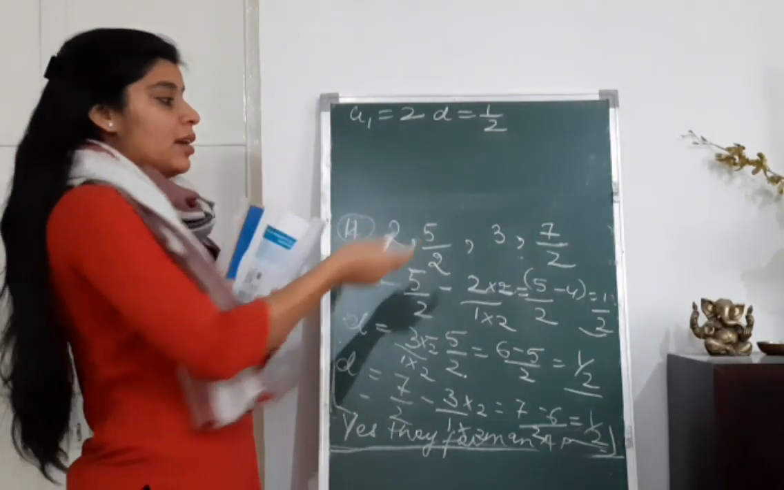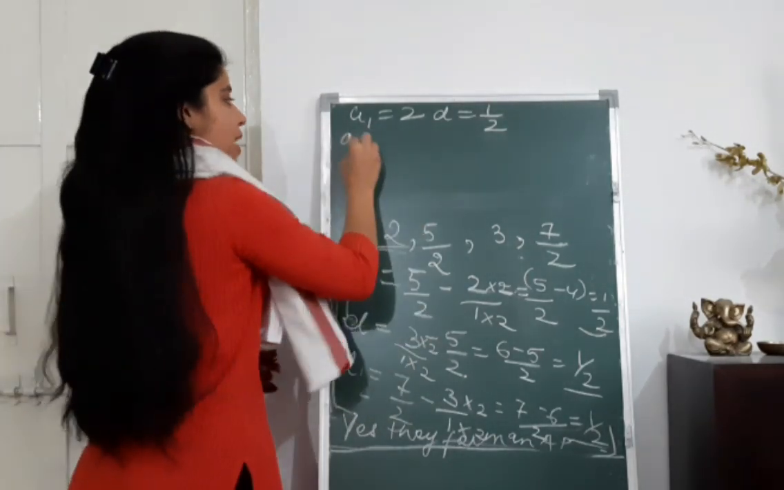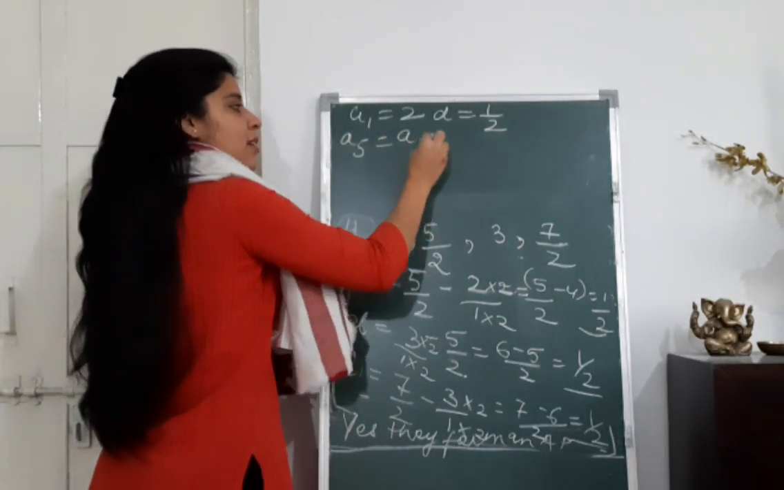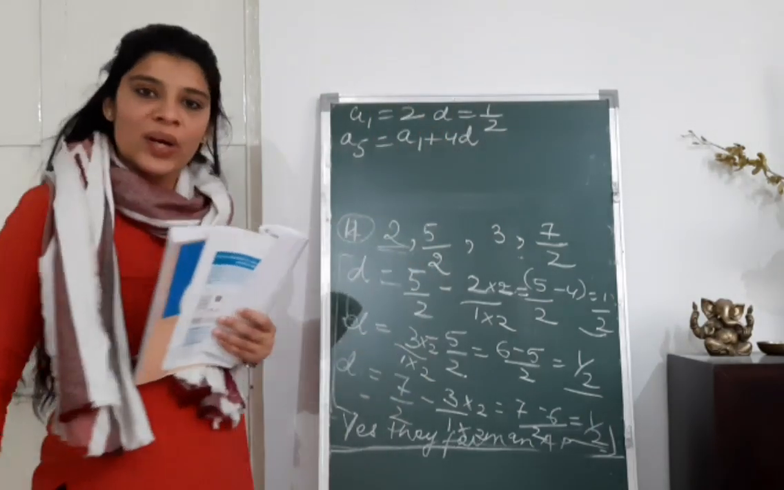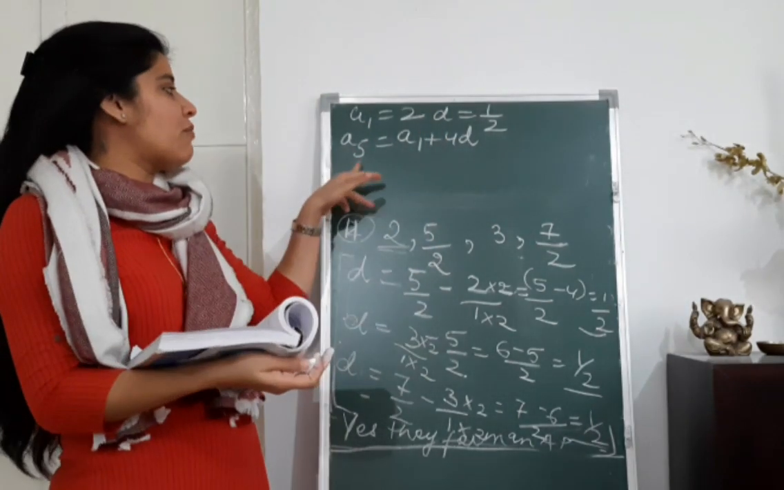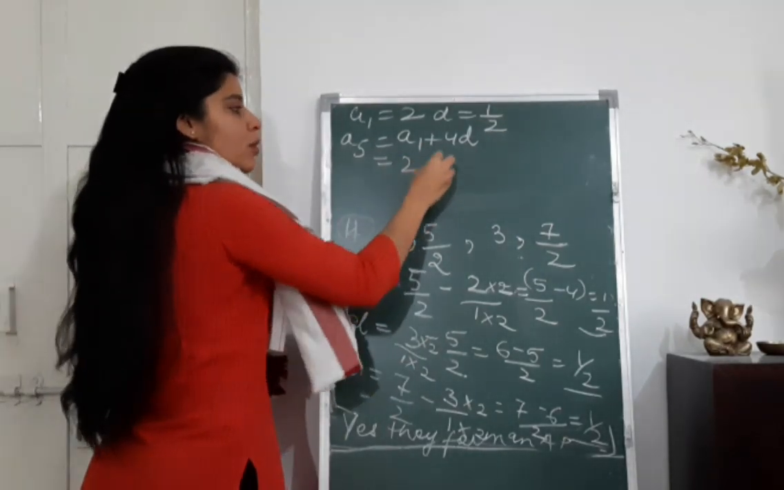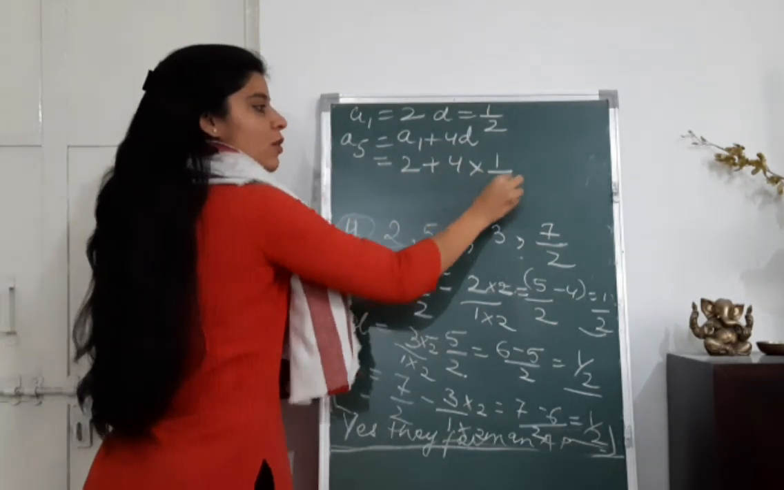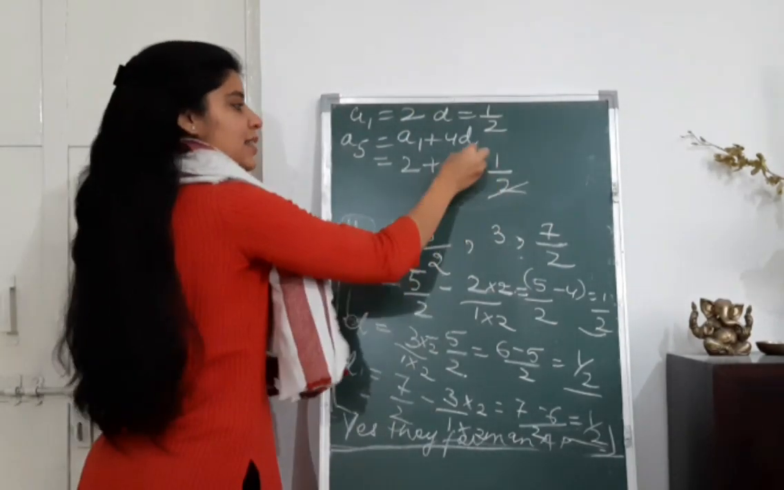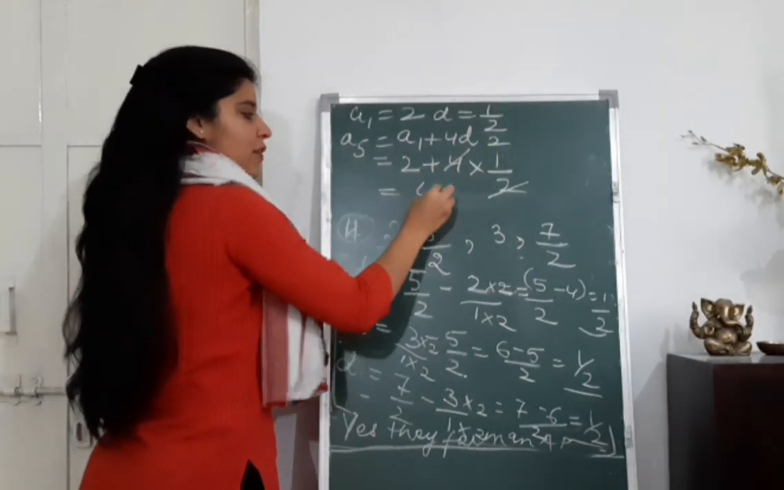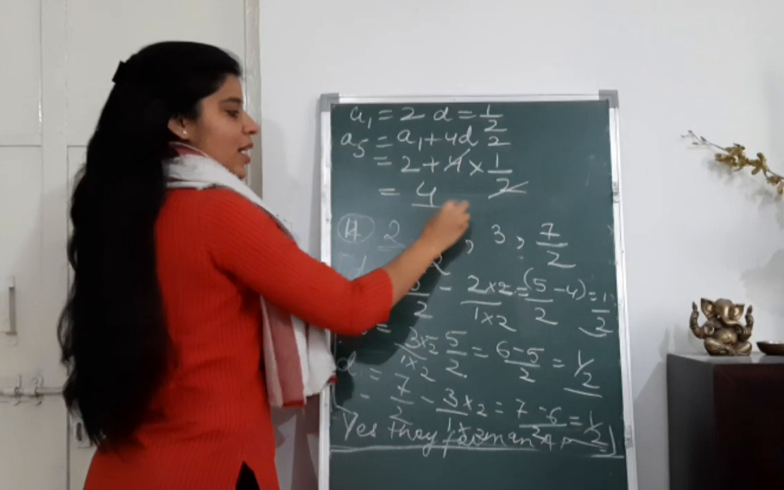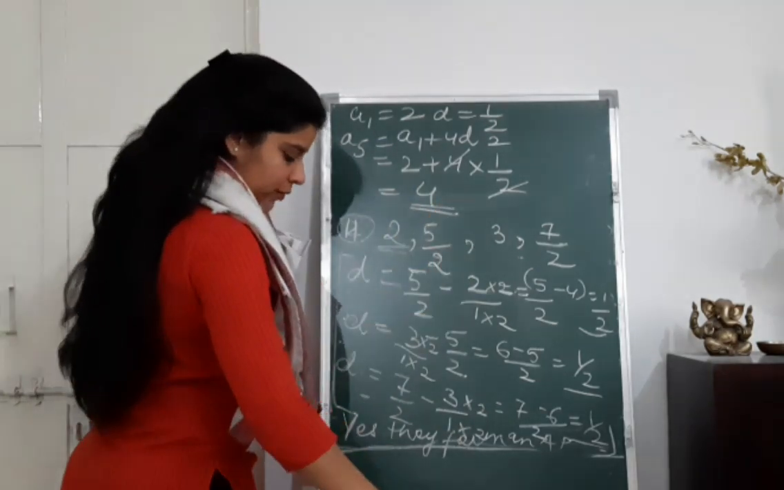So what will A5 be equal to? A5 will be equal to A1 plus 4D, right? So A1 is 2 plus 4 into half. So this and this cancel. So what do we have here? 4. So A5 is equal to 4.